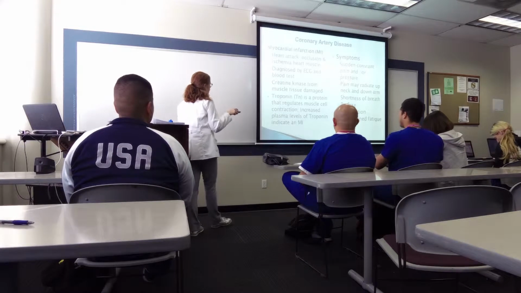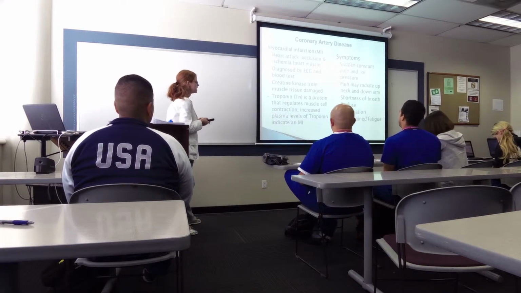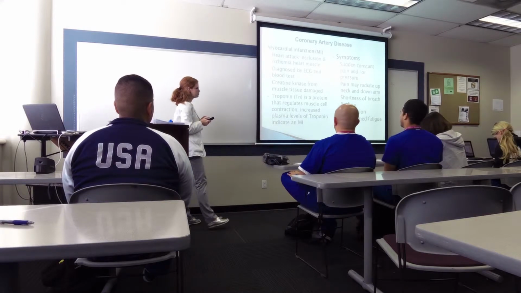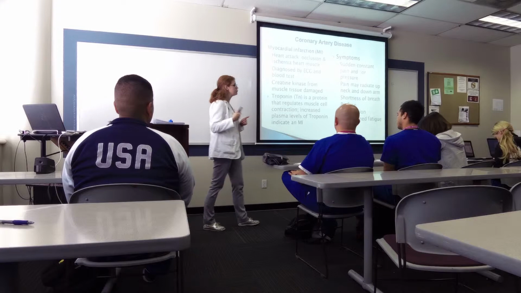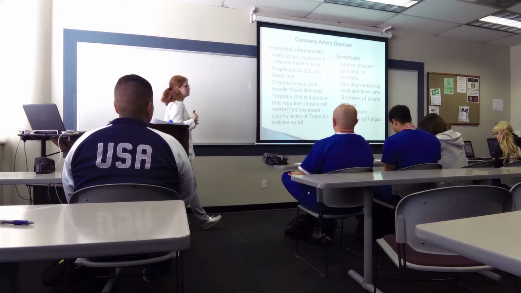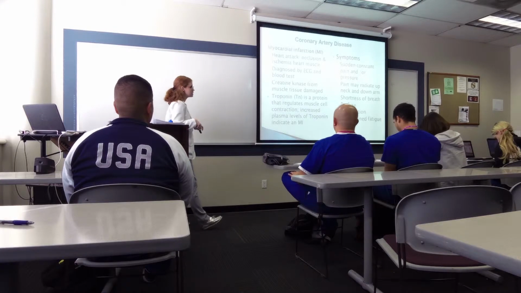The big one they're looking for is troponin, which is a protein that helps regulate muscle cell contraction. And it gradually starts to increase after you've had a heart attack. So if you've increased plasma levels of troponin, it indicates that you've had a heart attack.